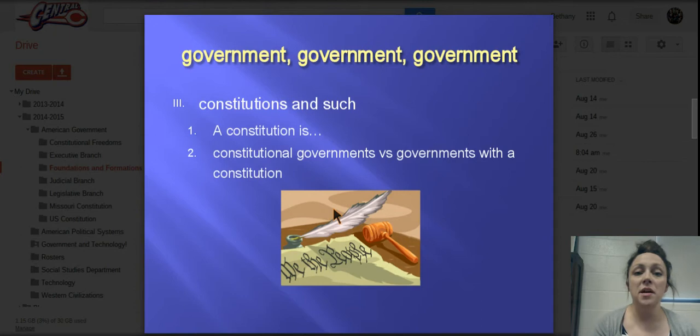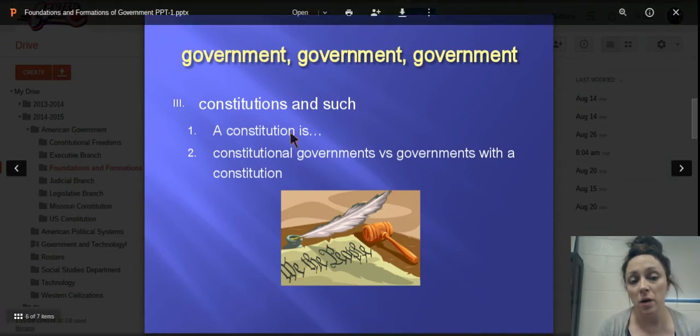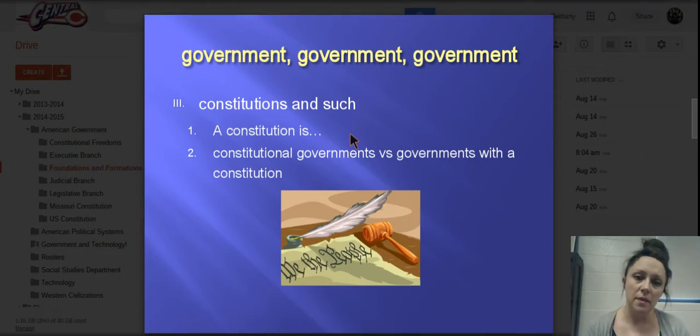All right, now we want to move on to constitutions. Now, we are going to talk a great deal about the United States Constitution and the Missouri Constitution, but here we just want to talk about what a constitution is in general. A constitution is, here on number 1, here's what I want you to know for that. A constitution is a framework for government. Simple as that, a framework for government.